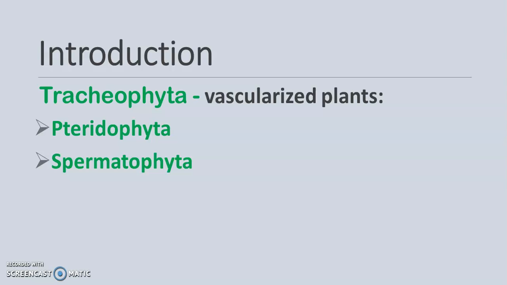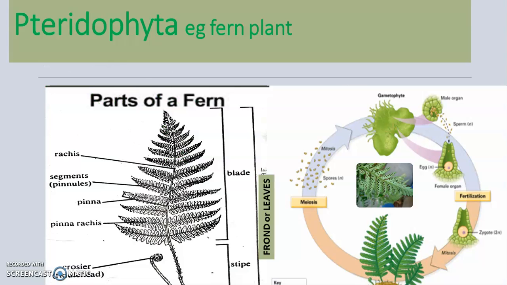Now, Tracheophyta simply means plants with a vascular bundle. The vascular bundle here refers to the vessels in which liquid or minerals are transported from one part of the body to the other part of the body in plants, just like blood vessels in humans. Now, Tracheophyta has two phyla, which are the Pteridophyta and Spermatophyta. Let's look at the Pteridophyta.